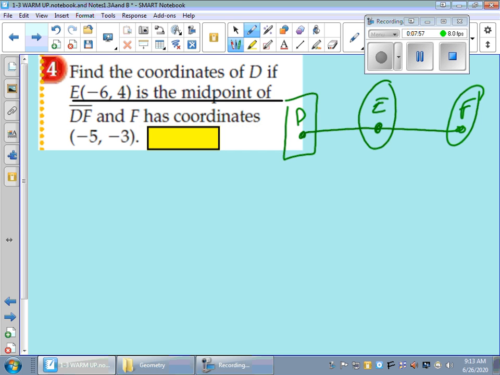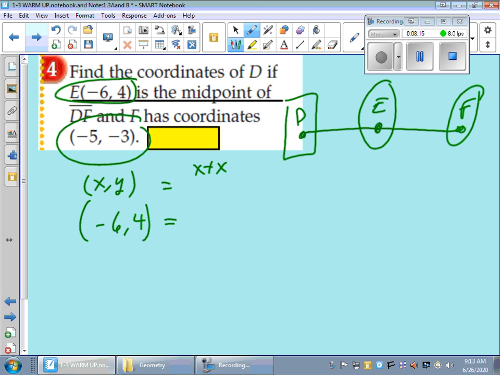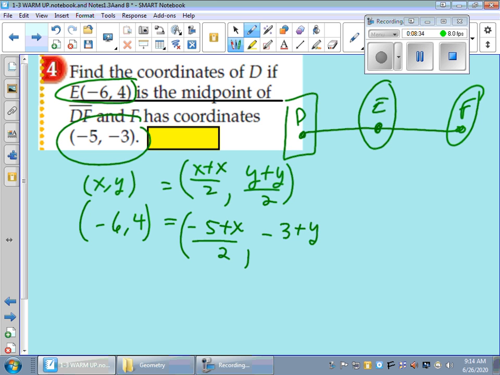So let's find the coordinates of D if E is the midpoint. So this is the midpoint. This goes by itself, negative 6, 4. This right here is coordinates. So you have the original equation. This is your endpoint. You have x plus x divided by 2, and y plus y divided by 2. So that's our equation we're working with. This is the midpoint here. So you just plug in negative 5 plus x divided by 2 and negative 3 plus y divided by 2.